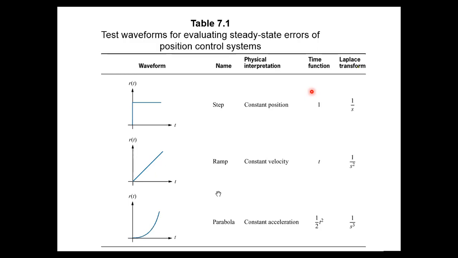And finally, the third test input, the parabola, whose second derivative is constant, represents a constant acceleration input to a position control system. It can be used to represent accelerating targets such as missiles, to determine the steady state error performance.